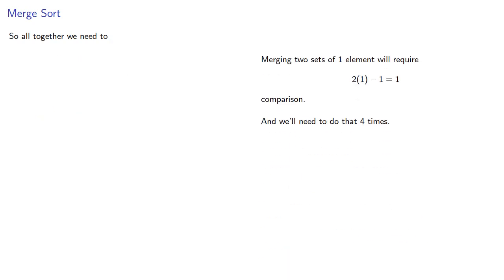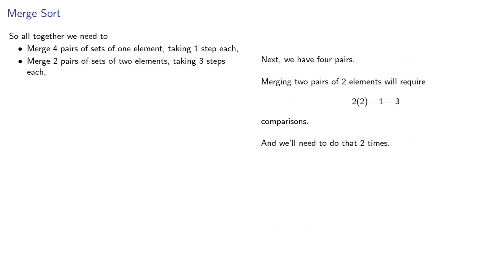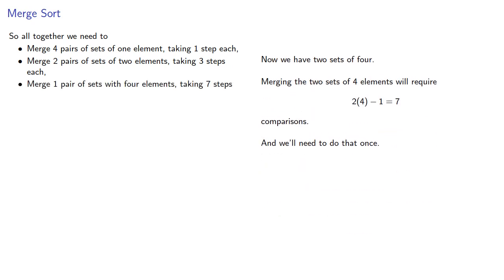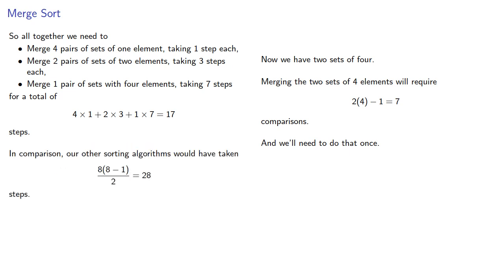So altogether, we need to merge 4 pairs of sets of 1 element, taking 1 step each, merge 2 pairs of sets of 2 elements, taking 3 steps each, merge 1 pair of sets with 4 elements, taking 7 steps, for a total of 17 steps. In comparison, our other sorting algorithms would have taken 28 steps, so merge sort is about 50% faster. Or is it?